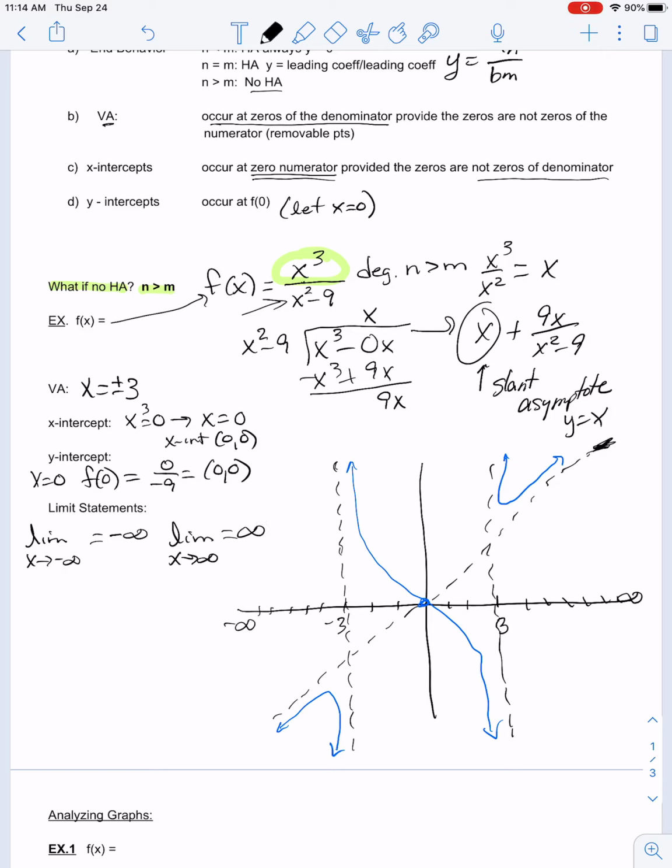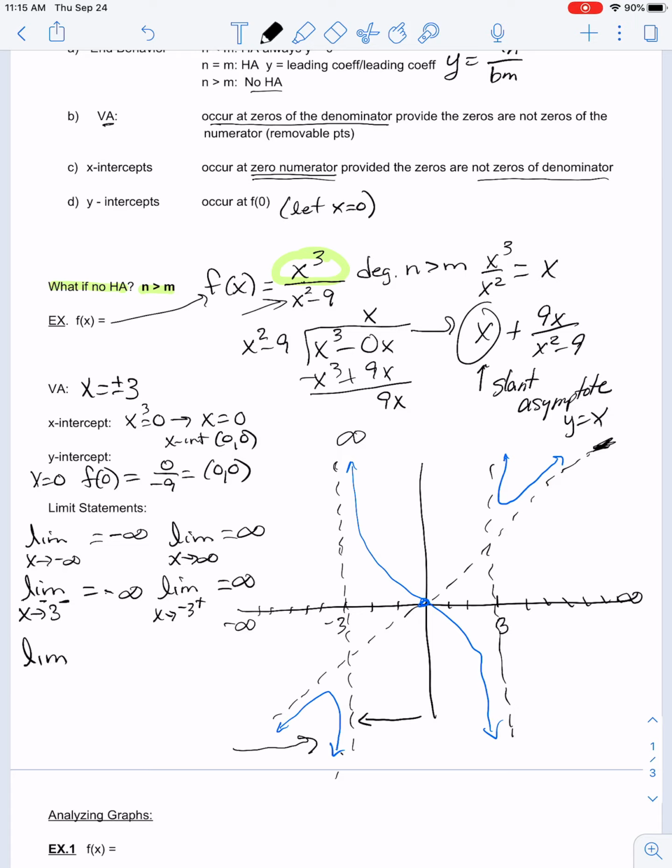So we have infinity. Let's verify your vertical asymptotes. So let's do the limit as x goes to -3 first. From the left, as you're coming in to -3 from the left, your graph is going down to -infinity. The limit as x goes to -3 from the right, coming in this direction, your graph is going up here to infinity.